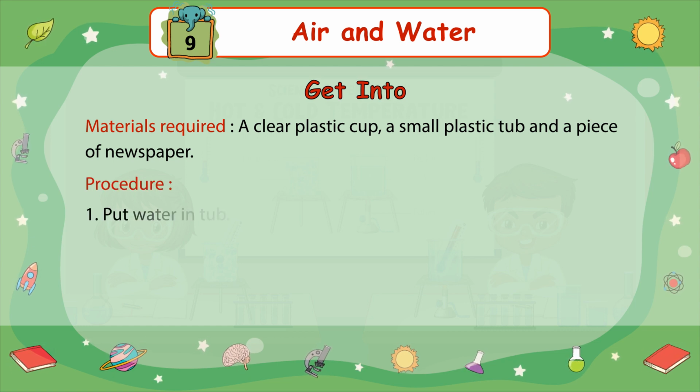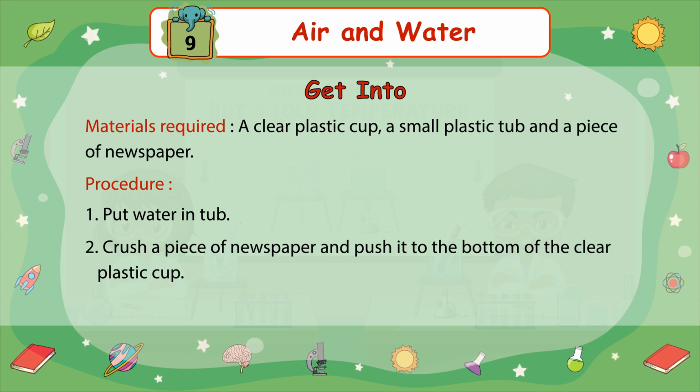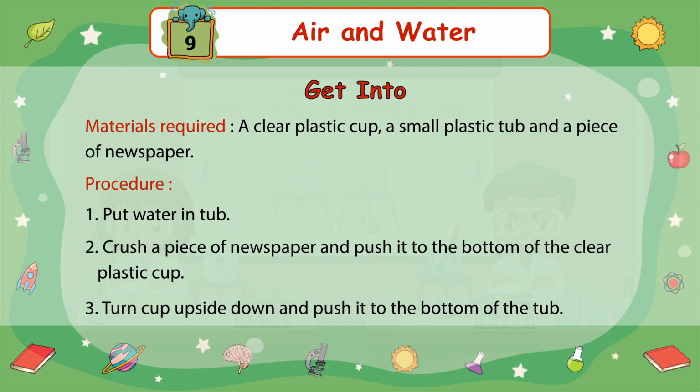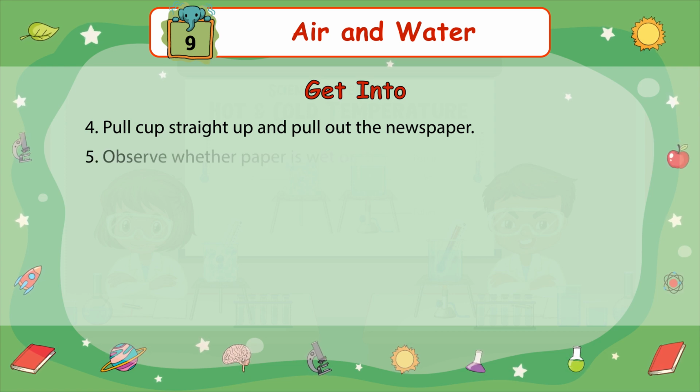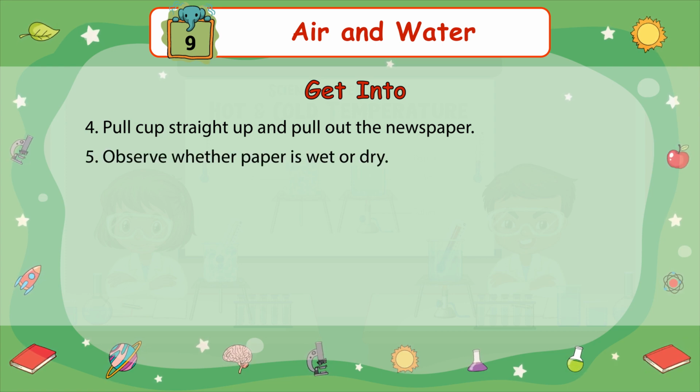Procedure: Number 1. Put some water in the tub. Number 2. Crush a piece of newspaper and push it to the bottom of the clear plastic cup. Number 3. Turn the cup upside down and push it to the bottom of the tub. Number 4. Pull the cup straight up and pull out the newspaper. Number 5. Observe whether the paper is wet or dry.